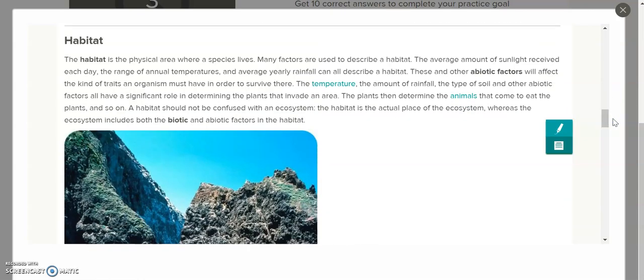Okay, habitats. So we know that a niche is where you fit into the ecosystem. A habitat is a physical area where a species lives. A physical area where I physically live. My habitat right now is my house.